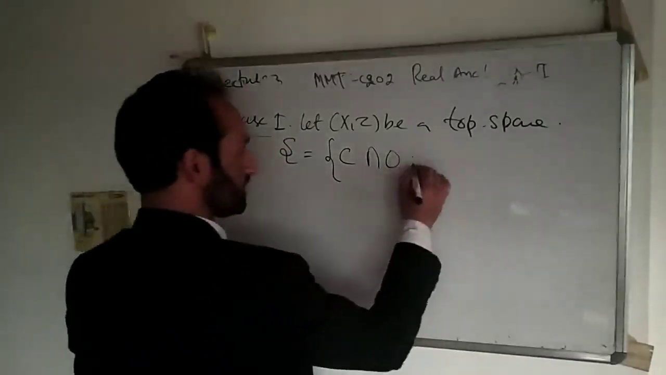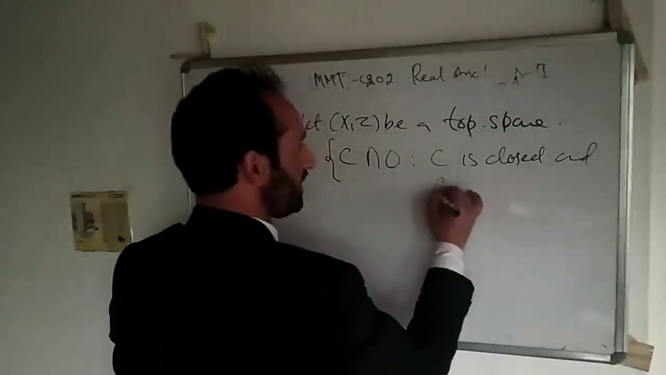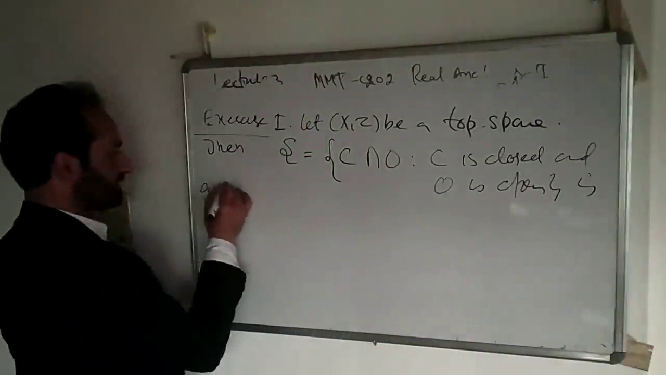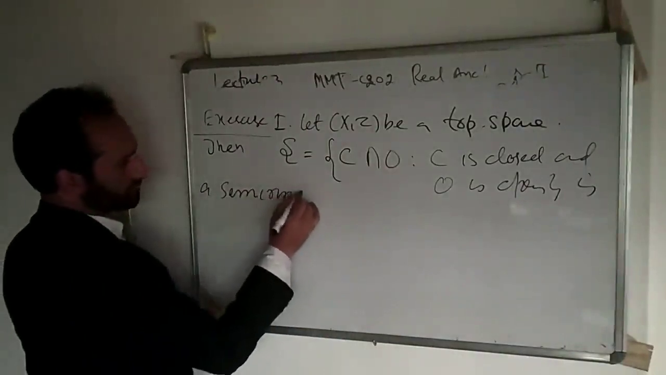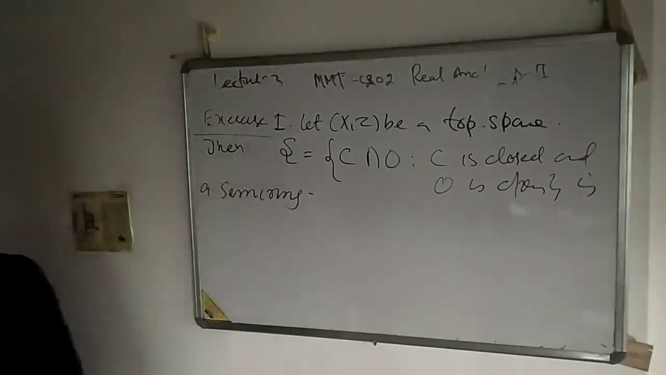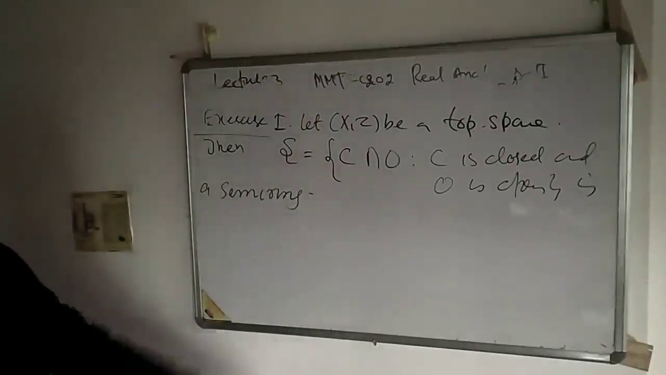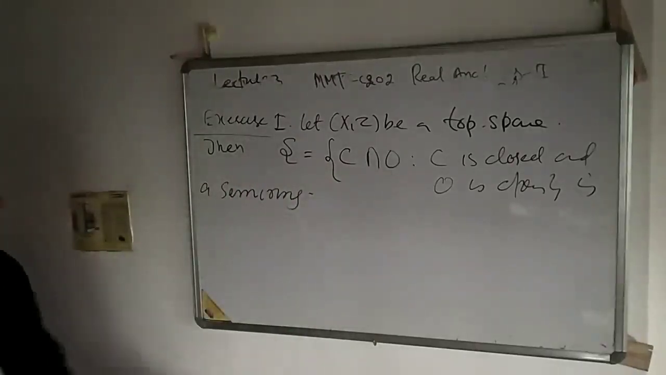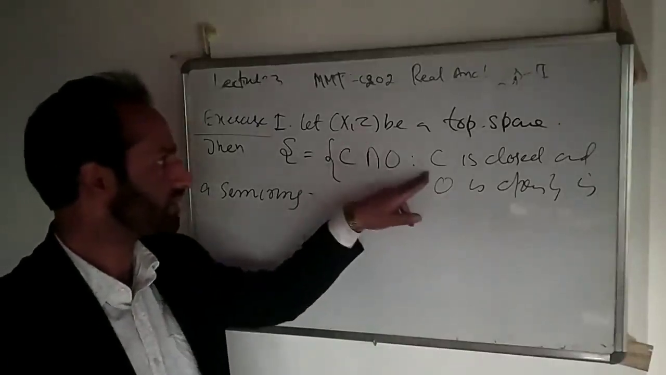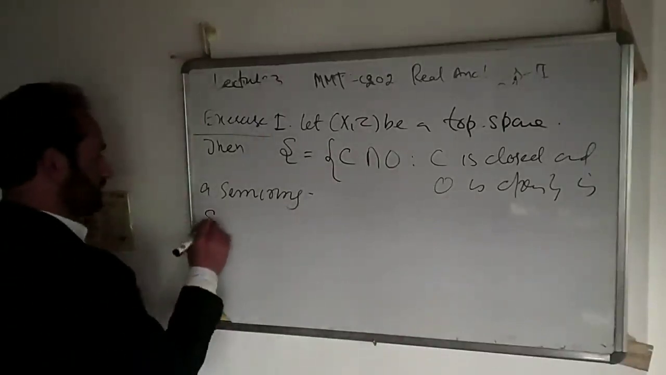S is the class of C intersection O, where C is closed and O is open. Is S a semi-ring? How do we prove this? So it's the class of intersections of closed and open sets. And we know that an open set means a member of the topology. A closed set means that its complement is a member of tau, its complement is open.